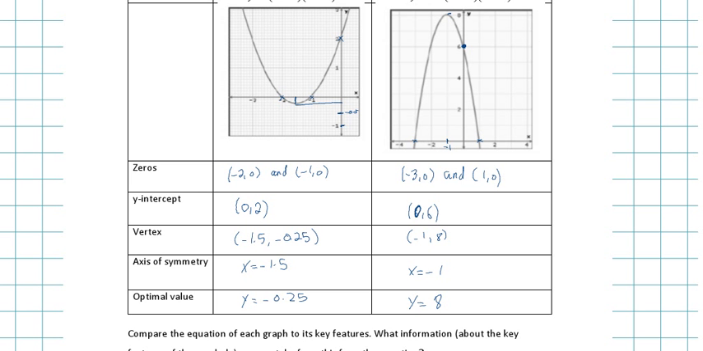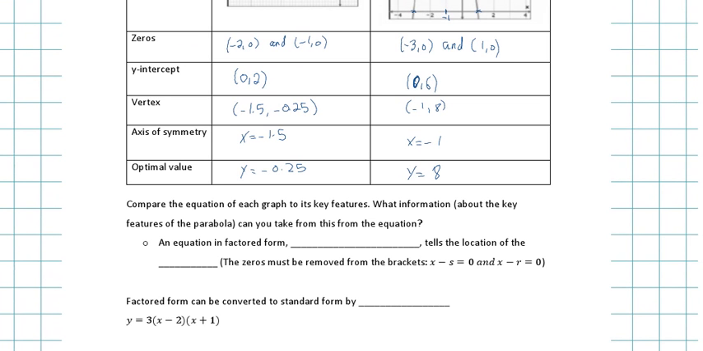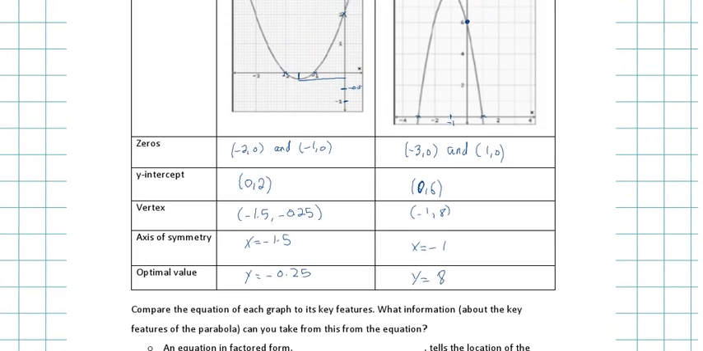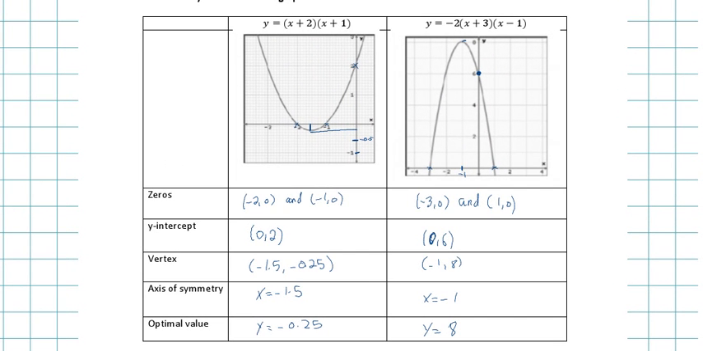Now, the question is asking you to compare the equation of each graph to its key features. What information about the key features of the parabola can you take from this form of the equation? So I'm going to go back down here, and I want you to look at the equations and the key features, and tell me what key feature you think I can relate the equation to.